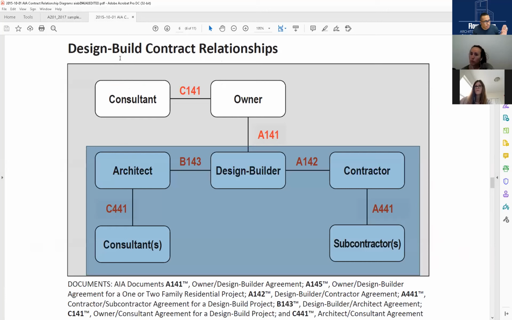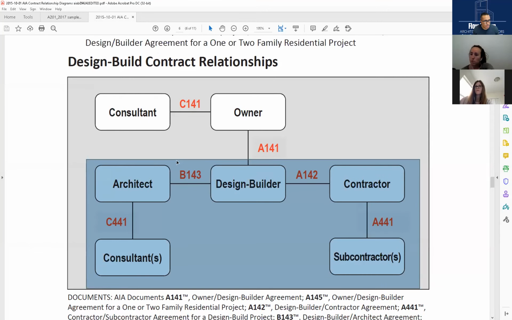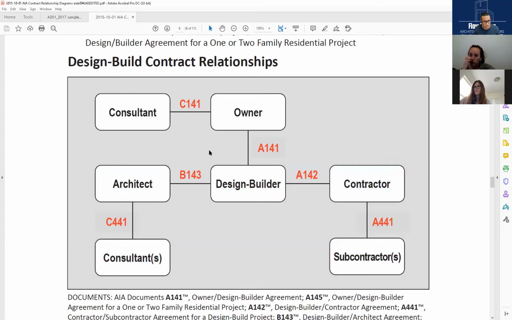But before I jump into A201 again, let's talk about design build. So design build is unlike our traditional method. The traditional method is we design it, we send it out to bid, a bidder or contractor puts a bid and gets selected and awarded a contract, and then they begin the construction. In the design build, we design it and we build it. And it's either a contractor that hires an architect or an architect that hires a contractor or a contractor and an architect that form an entity called design builder.